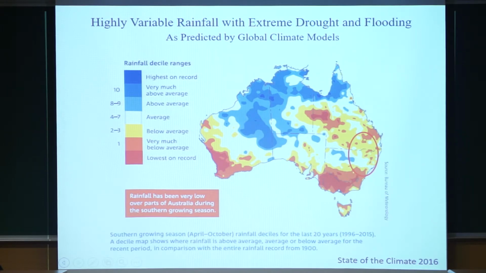The difficulty for Australia is nobody lives here, but we all live where it's extremely dry, and all the crops are grown where it's extremely dry. And so the impact on the population is quite significant.